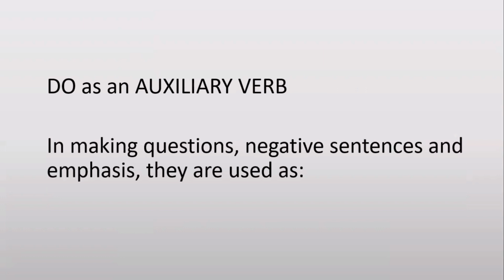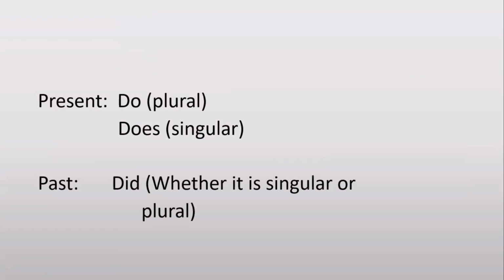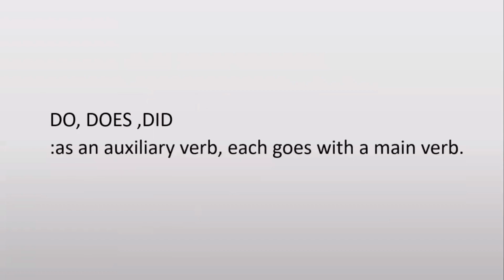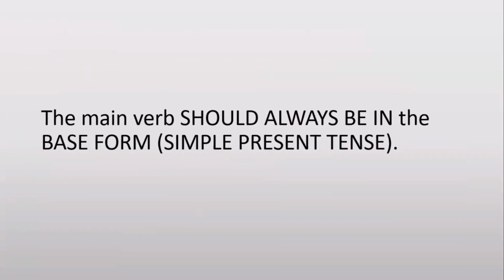In making questions, negative sentences, and emphases, they are used as do, which is plural, and does, which is singular, for present form. And did, whether it's singular or plural, is the past form. Do, does, did. As an auxiliary verb, each goes with the main verb. The main verb should always be in the base form, or simple present tense.